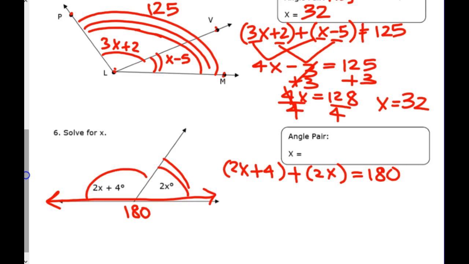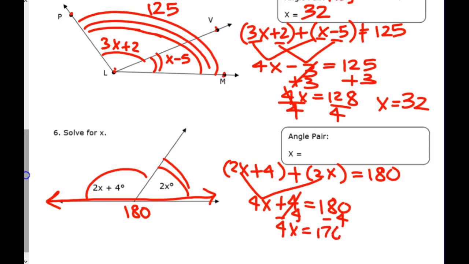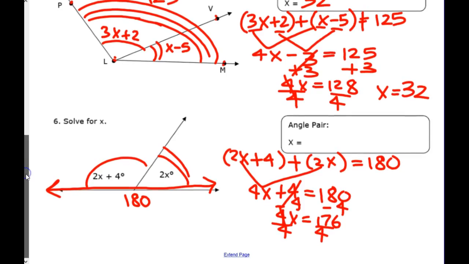And so that'll be our next step. So we're going to combine like terms. 2x plus 2x is 4x. Bring down plus 4 equals 180. Get rid of the loner, so minus 4. 4x equals 176. And then we're going to divide by the coefficient 4. And we get x equals what? So up here, x is 44.